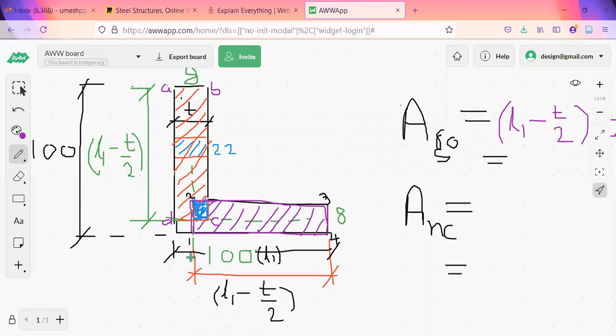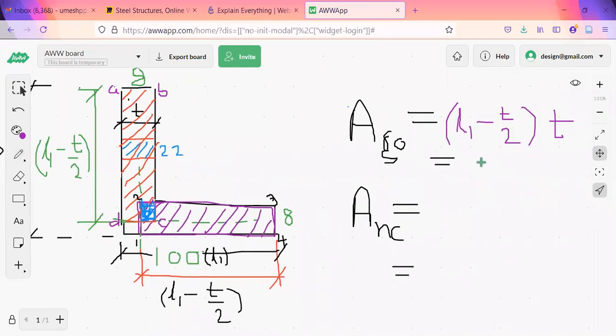So if you look at 1, 2, 3, 4, the area of this rectangle is L1 minus T by 2 into thickness. You can see this 1, 2, 3, 4. Whatever gross area I am telling, that is this. So what I will do here, 100 minus 8 by 2, you can see that rectangle 1, 2, 3, 4, into 8. So gross area, there is no confusion, I think.